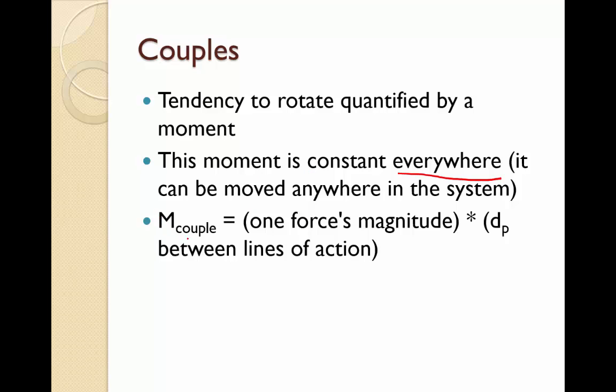Now, the value of the moment produced by the couple is one force's magnitude, that's only one force's magnitude, multiplied by the perpendicular distance between the lines of action. We're no longer looking at a perpendicular distance to a point. We are now taking the two forces and finding the perpendicular distance in between those two forces.